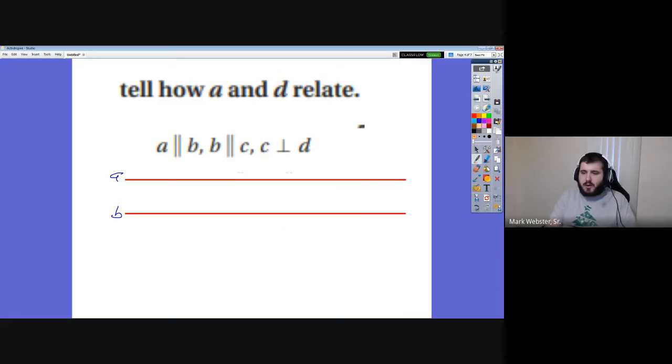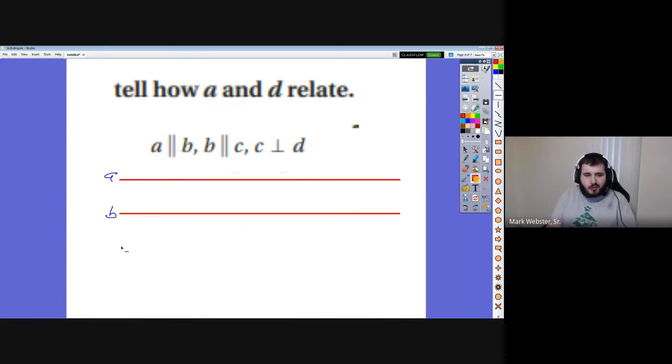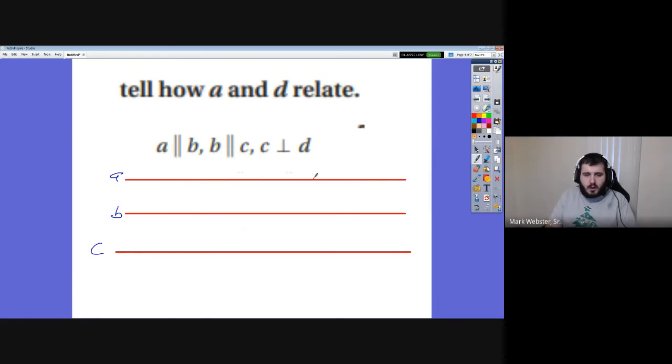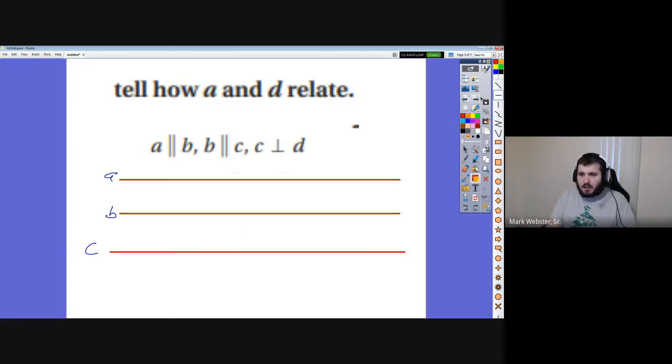Now, I know B and C are parallel. So let me draw another line that's parallel to B, right? I'll do that over here. And we'll call that line C. So now I know that C is perpendicular to D. So let me draw a line that is perpendicular to D.